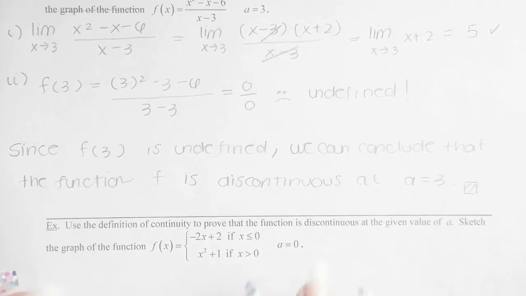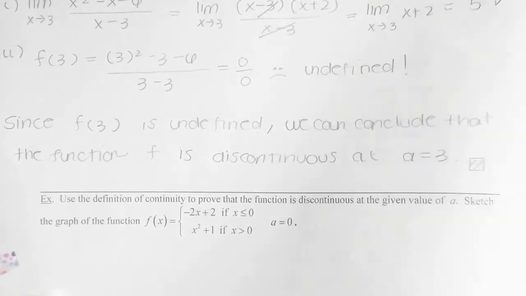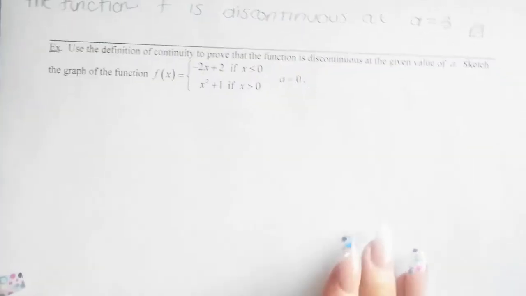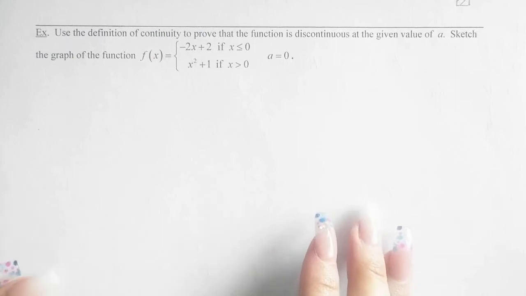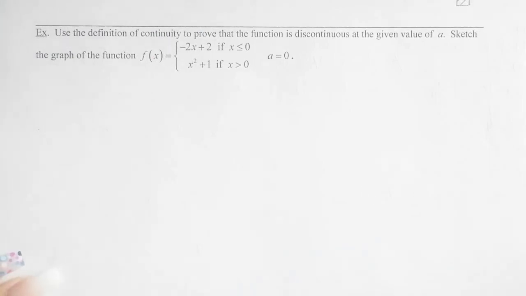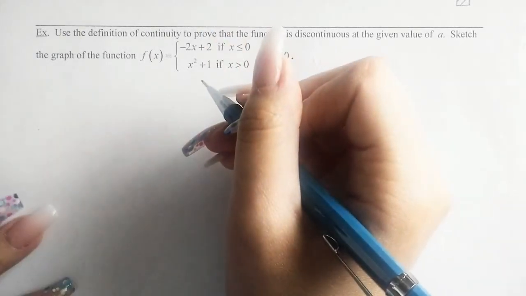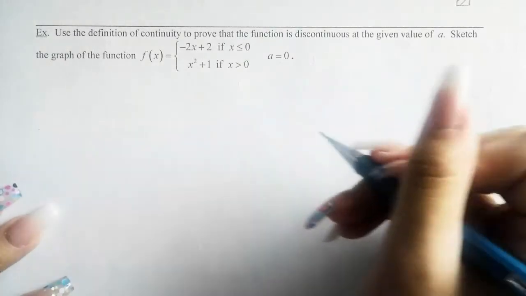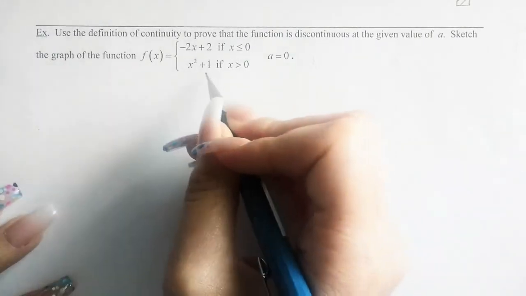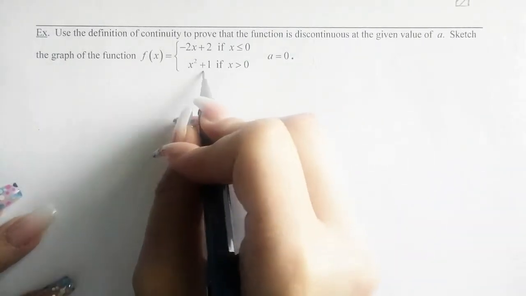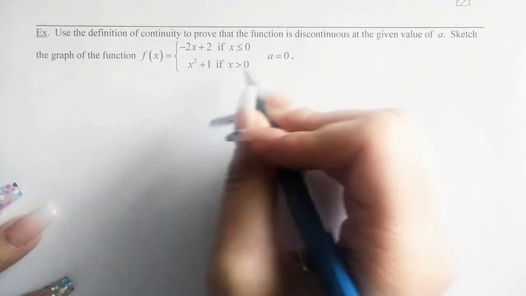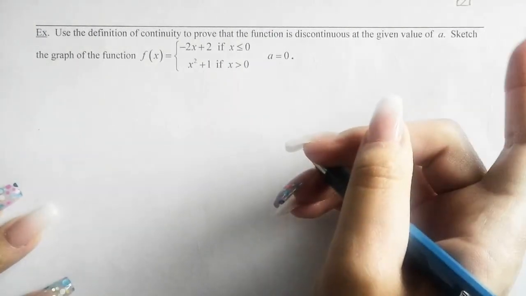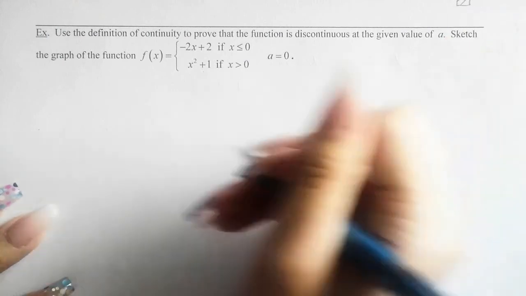Let's look at the second example over here. Use the definition of continuity to prove that the function is discontinuous at the given value of a. So what are you going to do? You have a piecewise function. So in order for the limit to exist, you know that the limit from the left needs to be equal to the limit from the right when x approaches 0. You need to be careful with that. So let's compute those limits.